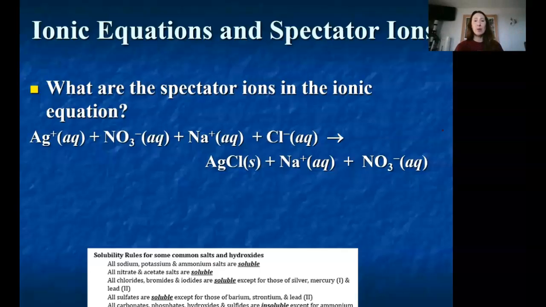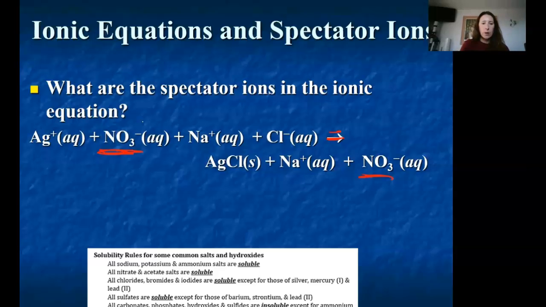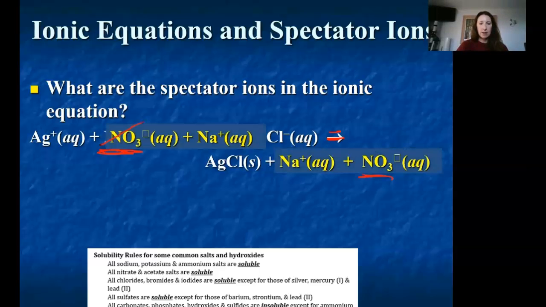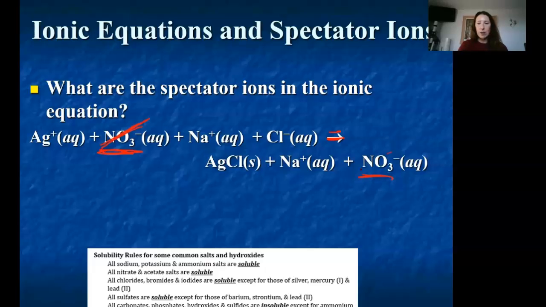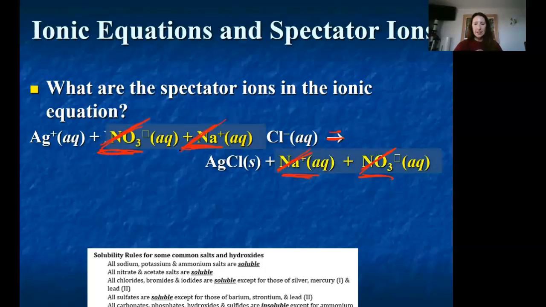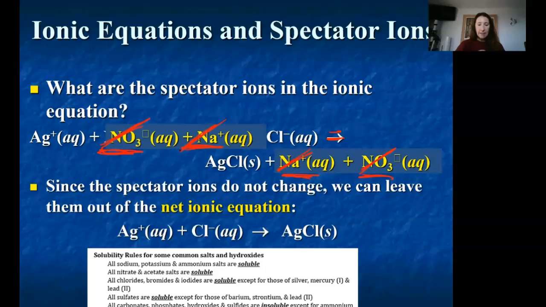Okay, so how can you figure out what a spectator ion is? Treat your equation like you have before, as kind of like a math equation. It's almost like this side equals this side. Whatever is the same on both sides, we cross out. So if you look over here, see how there's a nitrate and a nitrate? They are the same, so we can cross them off. See how there's an Na and an Na? They are the same, so we can cross them off, right? And so all that's left is what we call our net ionic equation.